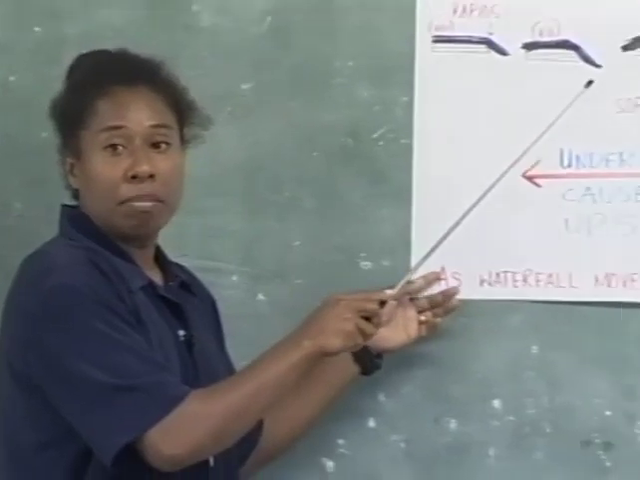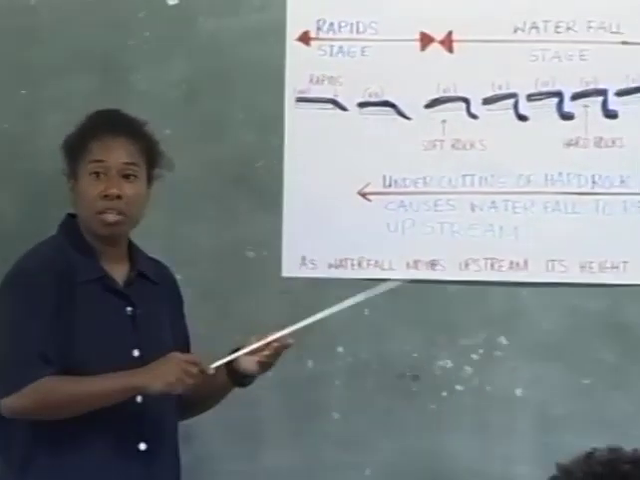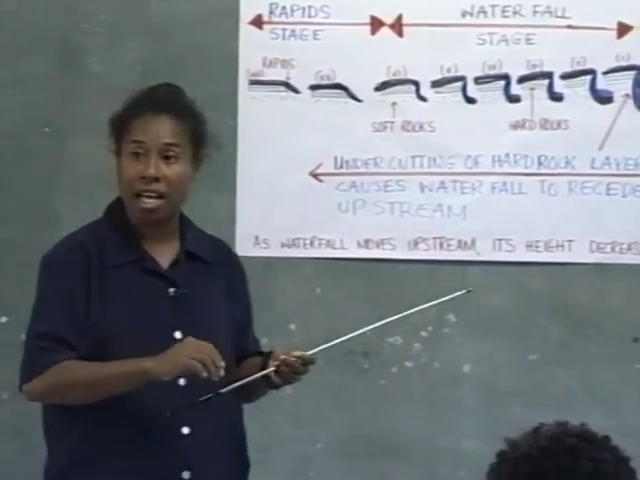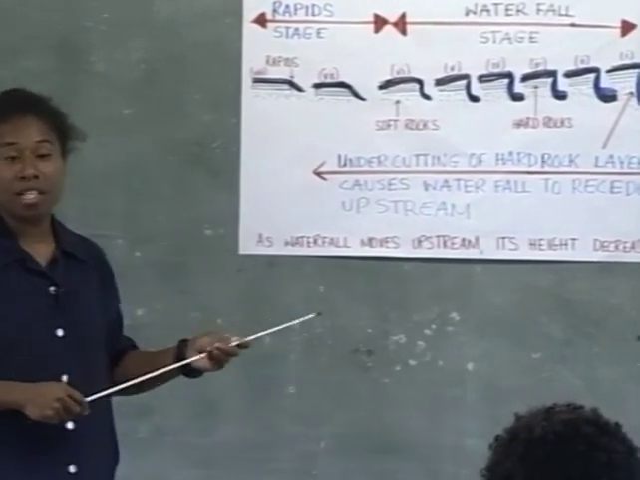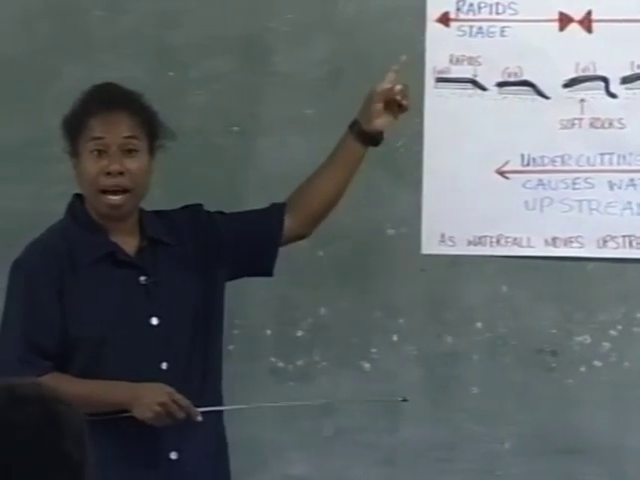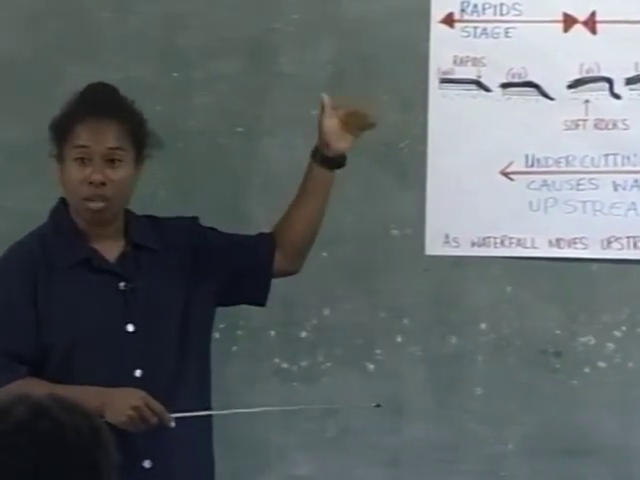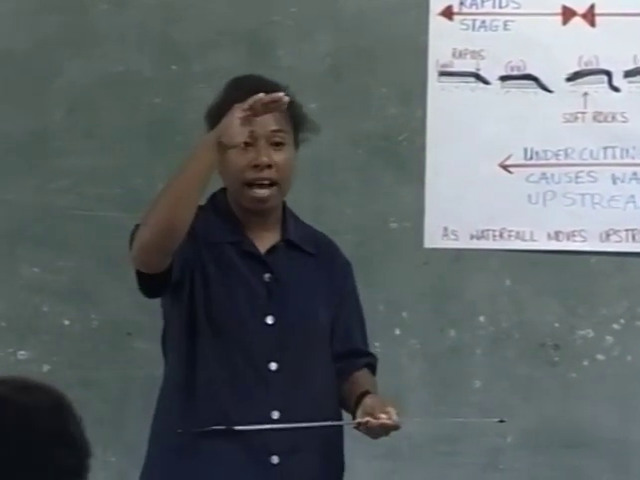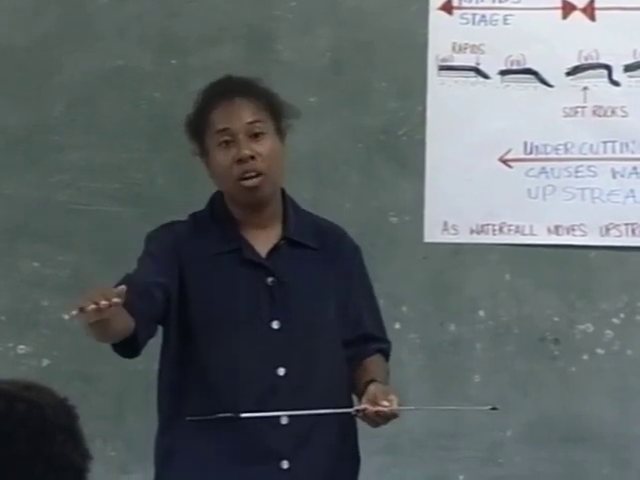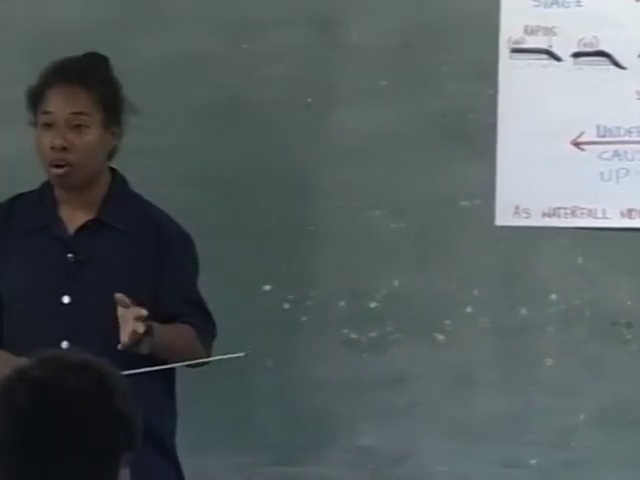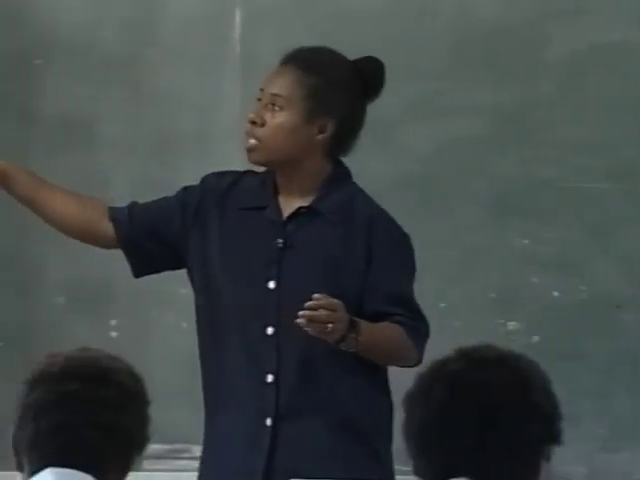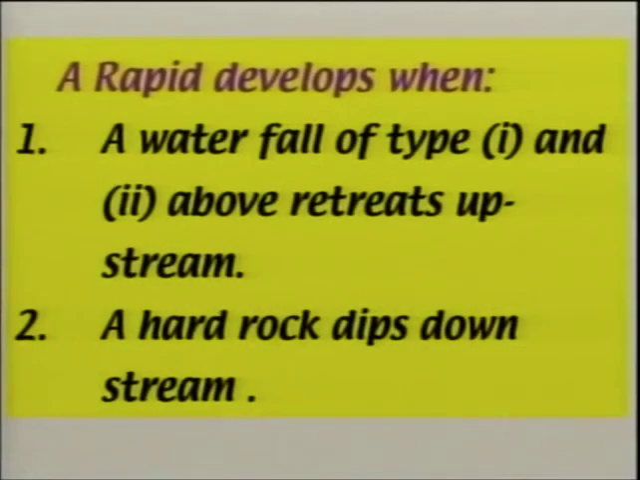It might seem a little bit confusing because you're looking at the retreating of water upstream, and we know that the law of gravity does not allow the water to flow back up to the high areas. Water will always flow from high altitude areas to the lower area. But here we are saying that a rapid can be formed when a waterfall of type 1 and 2 retreats upstream. That is not to say that the waterfall is going to flow back.